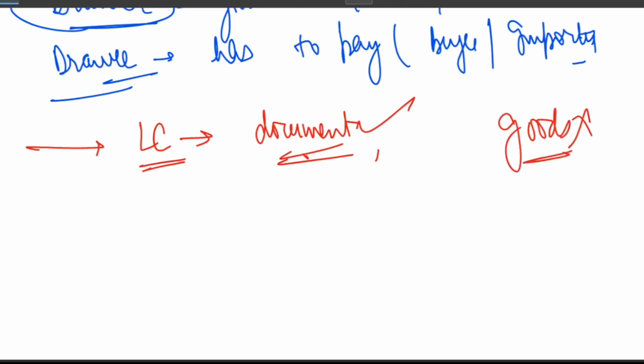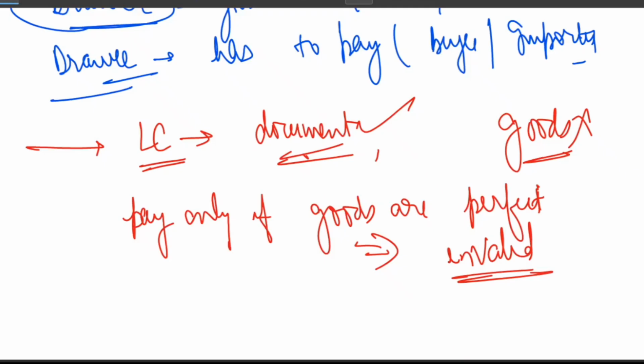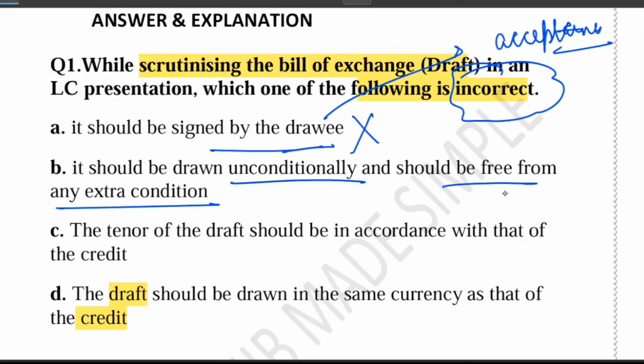So if you add some condition like pay only if goods are perfect, suppose you add this kind of condition, what will happen? In that case it becomes invalid. So there is no condition involved, right? That's why it is unconditional. It is correct. Option C says that the tenor of the draft should be in accordance with that of the credit. So yes, that is the correct one.